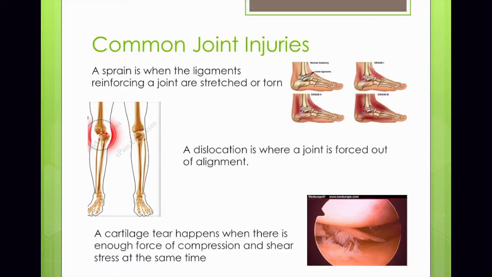A dislocation is where a joint is forced out of alignment. Dislocation can happen in any joint, for example, the knee, hip, shoulder, jaw, etc. Once a dislocation has occurred, the chances of it happening again greatly increase.